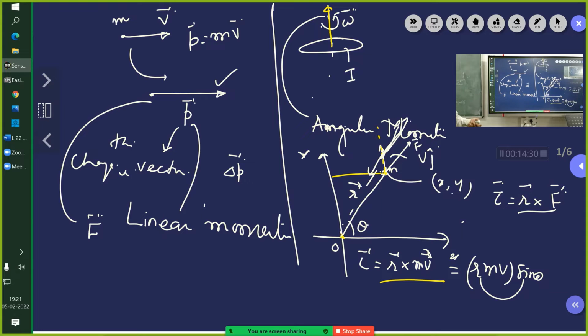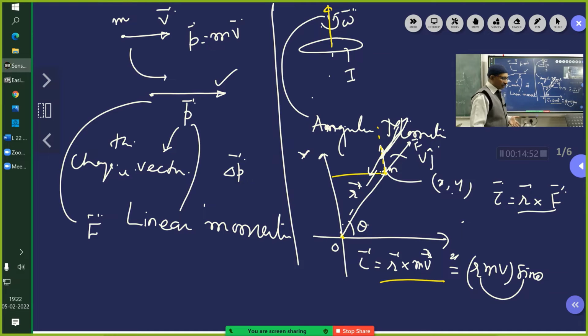Why do you want to unnecessarily confuse yourself? See, torque is r bar cross F bar, no? Even if the radial component is increasing, the other component of force will increase the velocity. It increases the linear momentum. That's what I'm telling. If one is decreasing, the other is increasing. But the total change is 0.